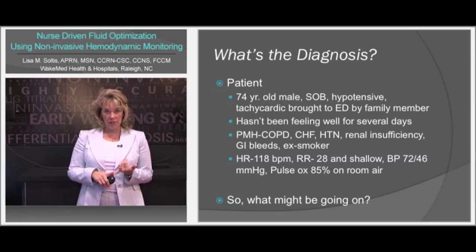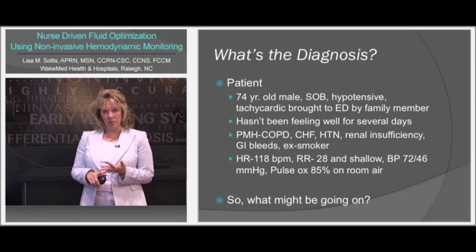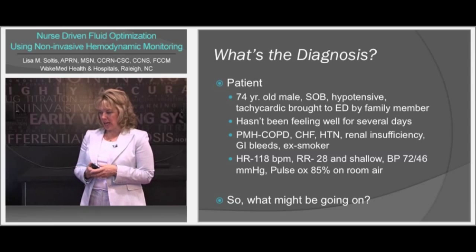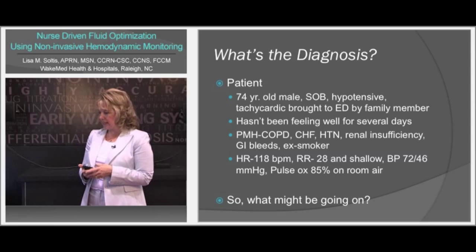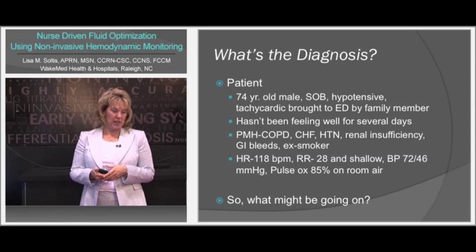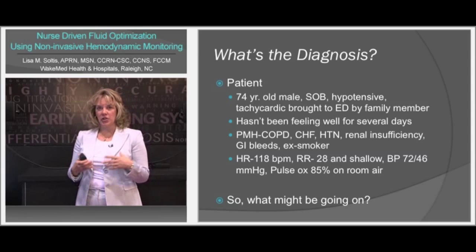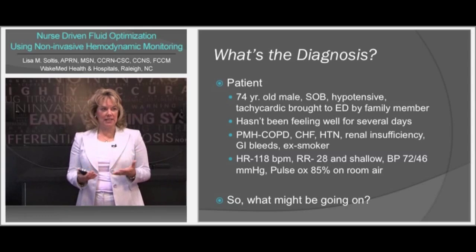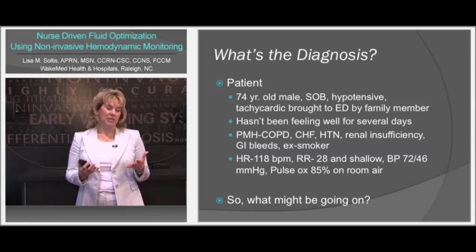As far as his vital signs, heart rate is 118, respirations are 28 and very shallow. BP is 72/46, and his pulse ox is 85% on room air. So looking at that patient, very common. We see those types of patients walk in every day. So what would be our list of potential diagnoses in our differential?